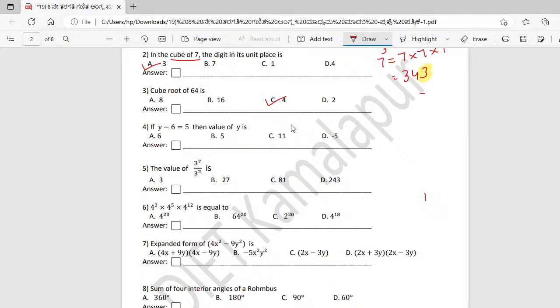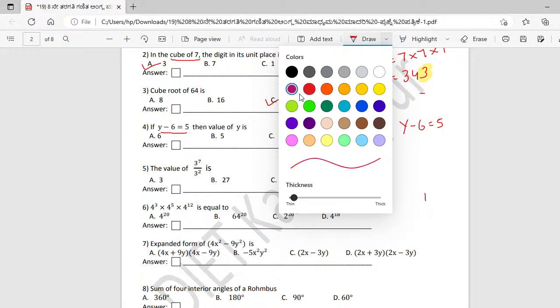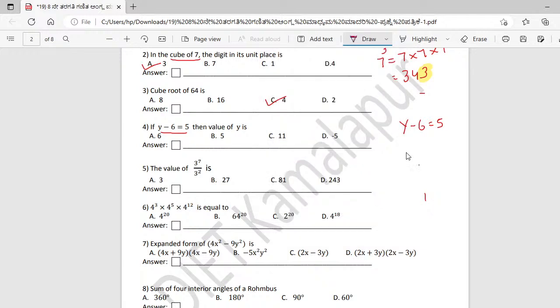What is the equation they have given you? That is y minus 6 is equal to 5. That's very simple. As we know, variables and numerical constants we cannot solve together. So what we're going to do is take the number to the number side and the variable to the variable side. Here only a single variable is there, that is y, we'll keep it as it is. Minus 6 we will take to the right hand side. So y is equal to 5.